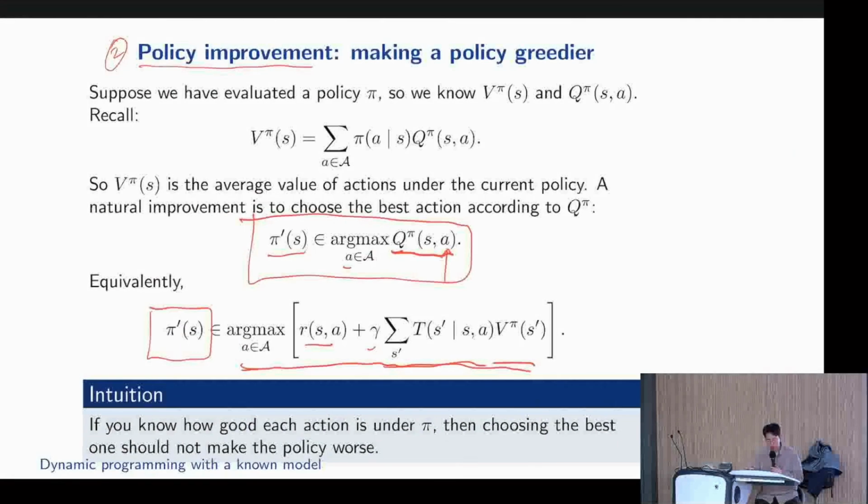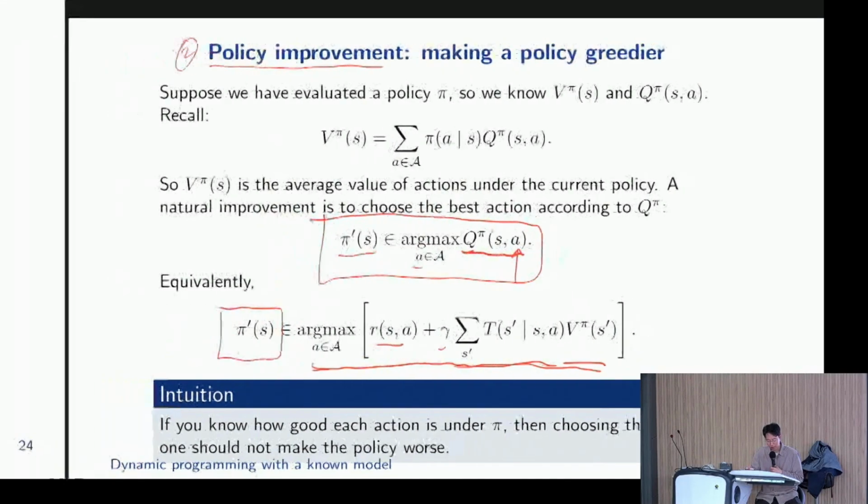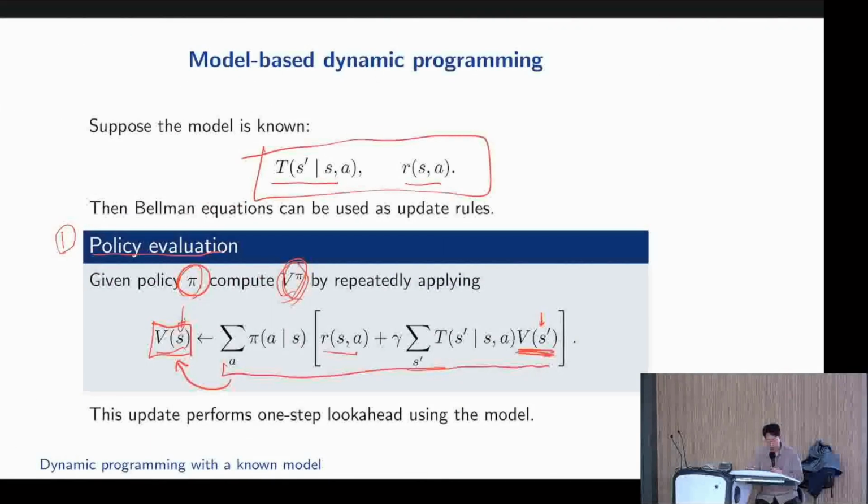So the algorithm is the following. That's correct. So here's the algorithm. You randomly initialize the policy. That's step 0. For that random policy, you run this iteration to fill in the values for all the states.